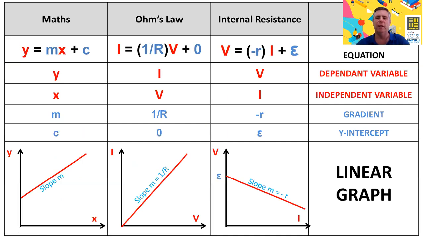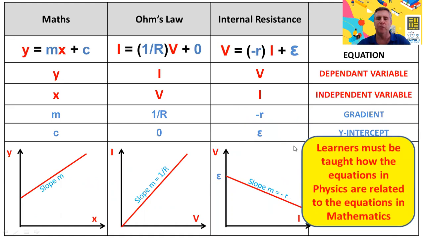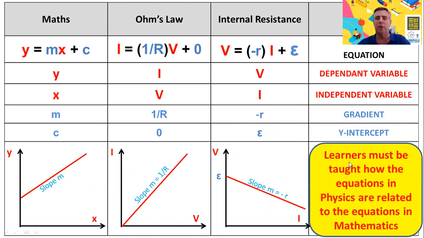So once again, we need to compare the mathematical graph with the Ohm's law graph. And in the next video, don't worry about it now, we'll look at the internal resistance graph, which you'll see looks a little bit different. Again, the examiner stressed, learners must be taught how the equations in physics are related to the equations in mathematics. So we compare our variables from the mathematics to Ohm's law and our constants.